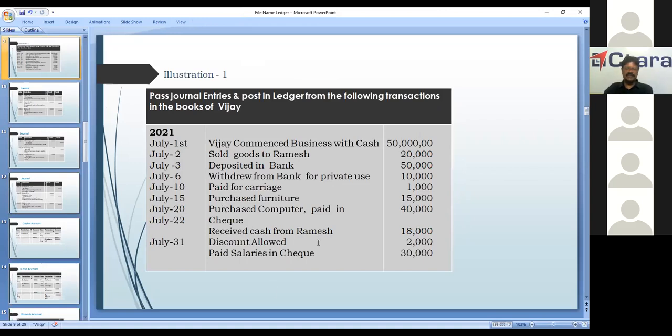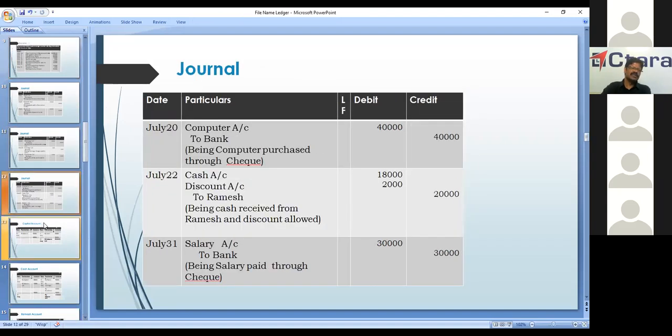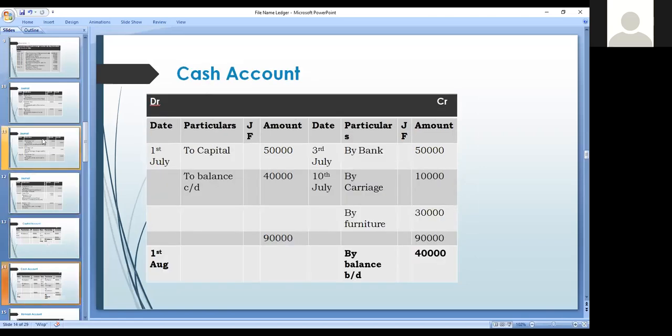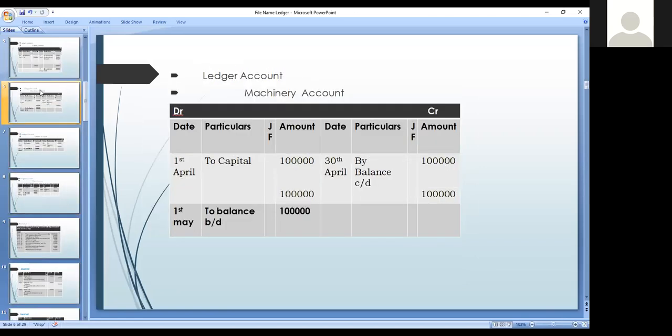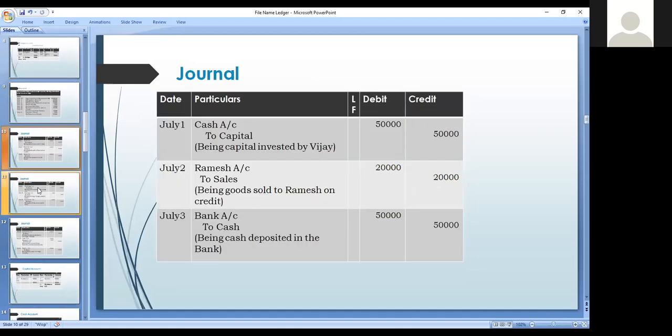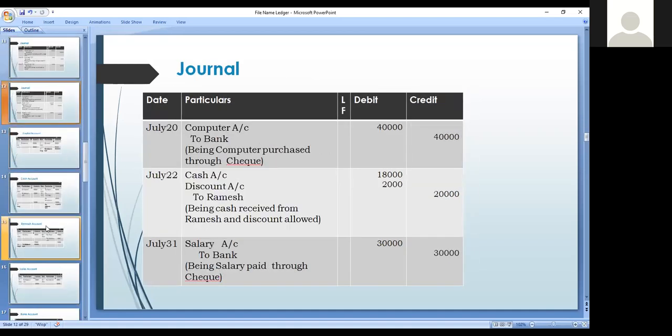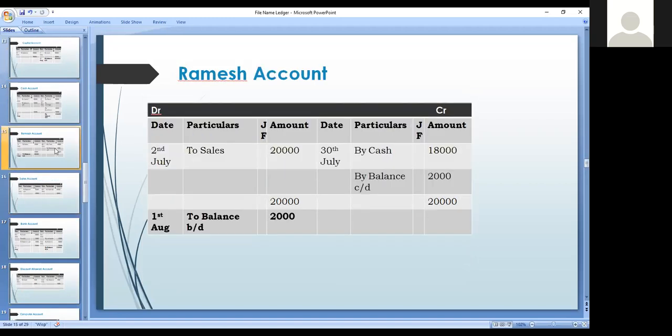Then, received cash from Ramesh, rupees 80,000. Then discount allowed, okay, separate. Received cash from Ramesh. So the Ramesh account will be reflected in the cash account. Received cash from Ramesh. The entry is: cash is coming in, so cash account debit to Ramesh account.